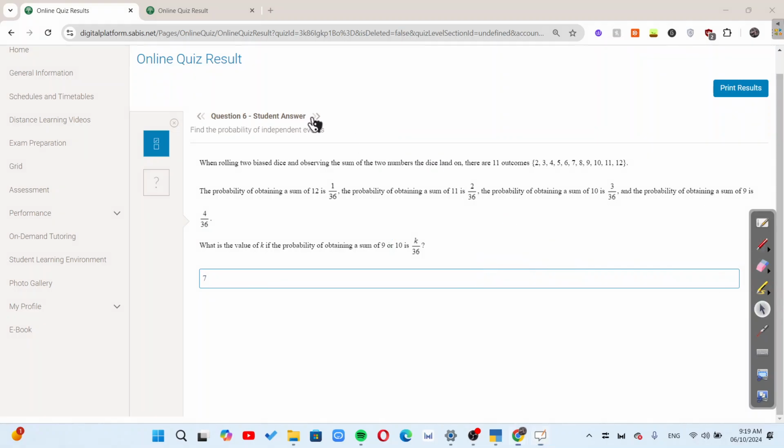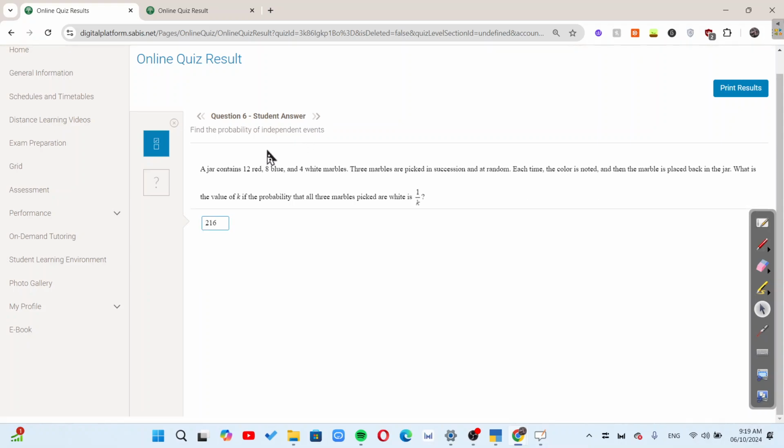So next question. Okay, so you have a jar and it contains 12 red, 8 blue, and 4 white marbles. Each marble is picked in succession at random. Each color is noted and put back in the jar. So they put them back in the jar, so you're not missing any. So what's the probability that all 3 marbles they picked were white? First of all, we have to calculate our probability that we get a white marble in general. So you either get red, blue, or white.